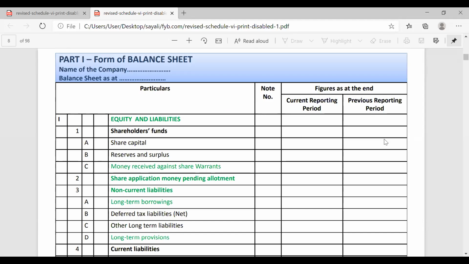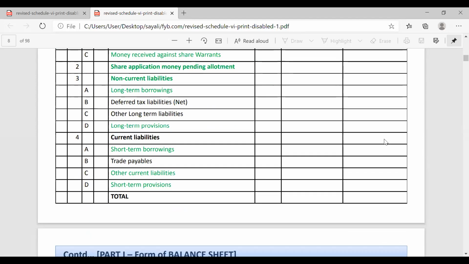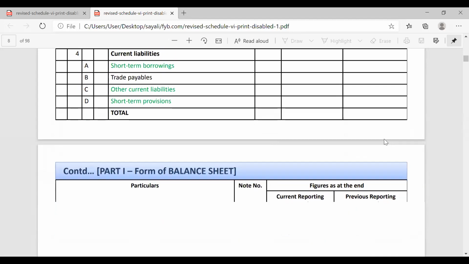As you see, there is no T format for the preparation of the balance sheet. It is a statement, or you can say a vertical format, which includes the first part, that is equity and liabilities. Equity and liabilities include shareholders' funds, money received against share warrants, share application money pending, and non-current liabilities. Again, non-current liabilities include four headings: long-term borrowings, deferred tax liabilities, other long-term liabilities, long-term provisions. Current liabilities: short-term borrowings, trade payables, other current liabilities, short-term provisions, etc. are the headings of your liability. Then continue with the total liability.